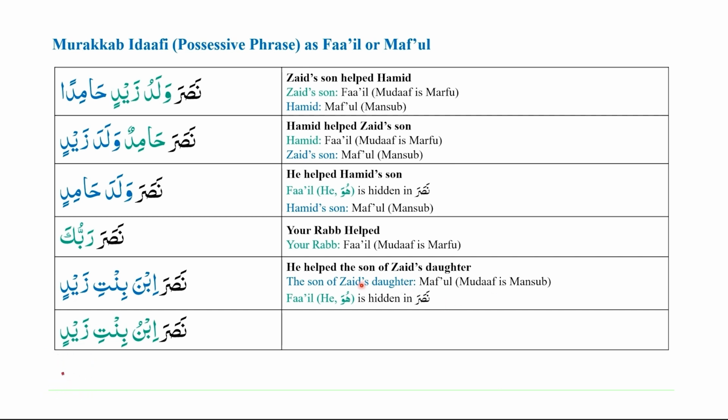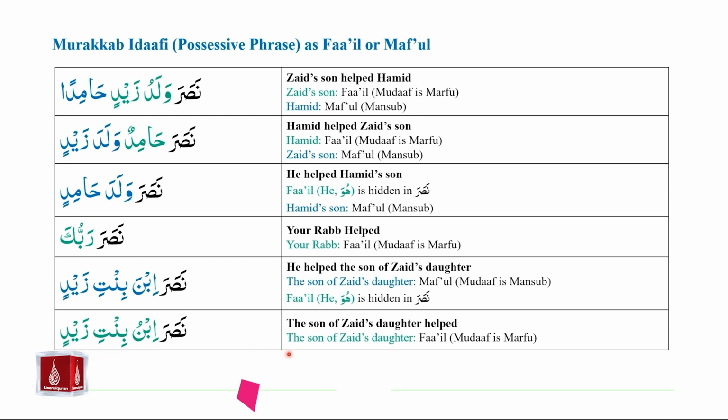And Nasara has fi'il plus fa'il. The fa'il is huwa and huwa is hidden. Nasara ibnu binti Zaidin. In the top example, we had ibna. In this example, the mudaf is ibnu. That will make the complex murakkab izafi marfu, and because it is marfu, it qualifies to be fa'il. So, Nasara ibnu binti Zaidin will be translated as the son of Zaid's daughter helped. In this case, ibnu binti Zaidin is fa'il and is the one performing the action. The son of Zaid's daughter is the fa'il because mudaf is marfu.